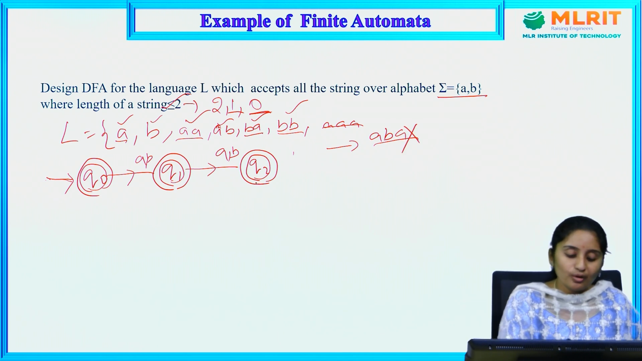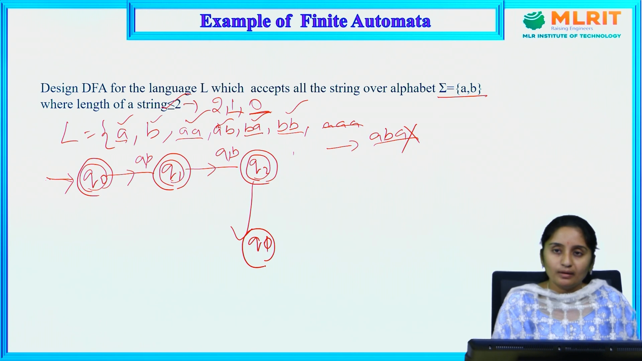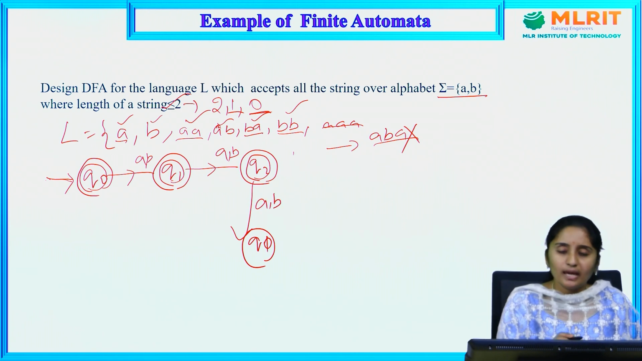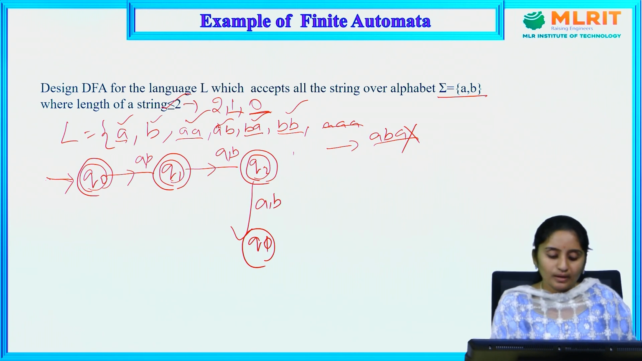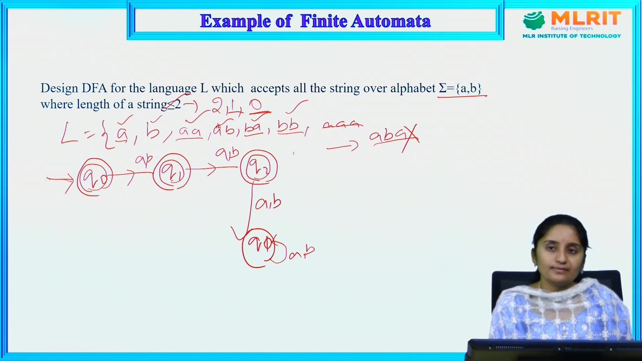So that's why we are going to use one dummy state, Q phi. So what are the inputs? A comma B are the inputs from Q2. And for every state there should be some transition. So A comma B. Now check whether it is satisfying DFA. Yes, it is satisfying my DFA. So this is for the length of the string less than or equal to 2.